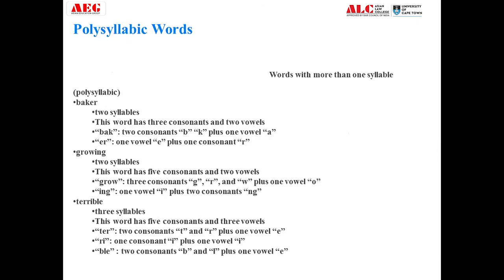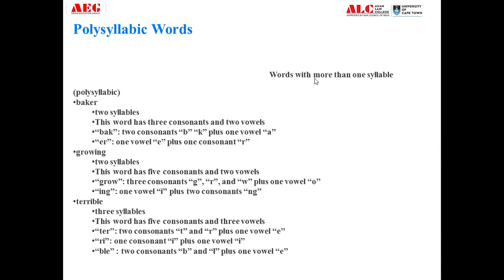Polysyllabic words. First of all, what do you mean by polysyllabic words? Words with more than one syllable are known as polysyllabic words. We have a few examples here, like two syllables. This word has three consonants and two vowels here. Like baker. Bake, two consonants, B and K, plus one vowel, A. ER, one vowel, E, plus one consonant, R.